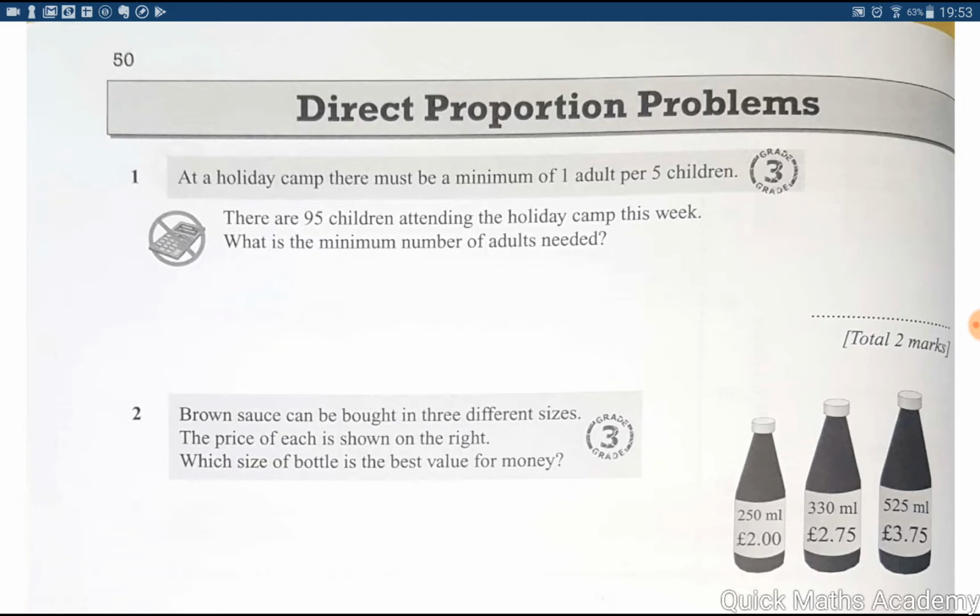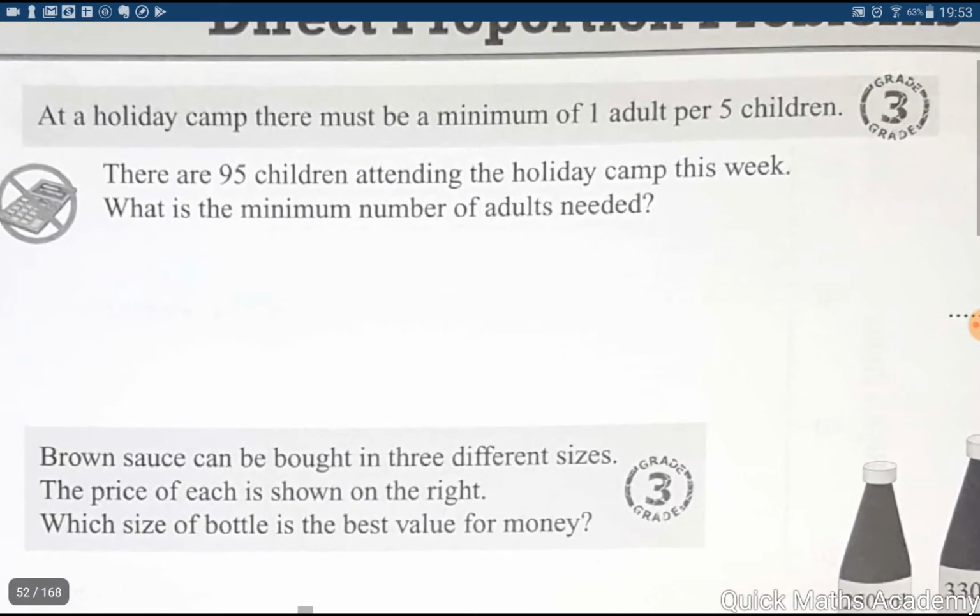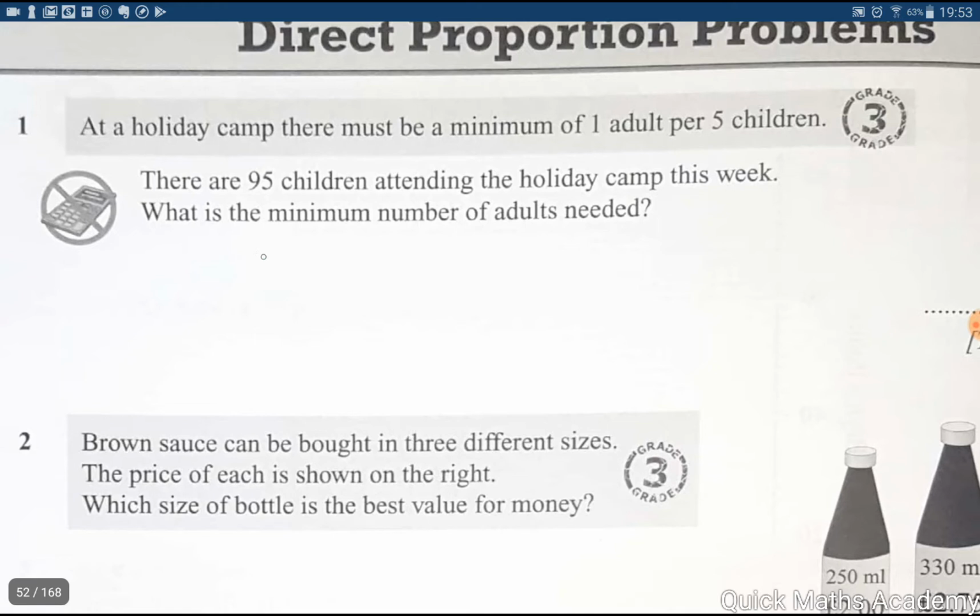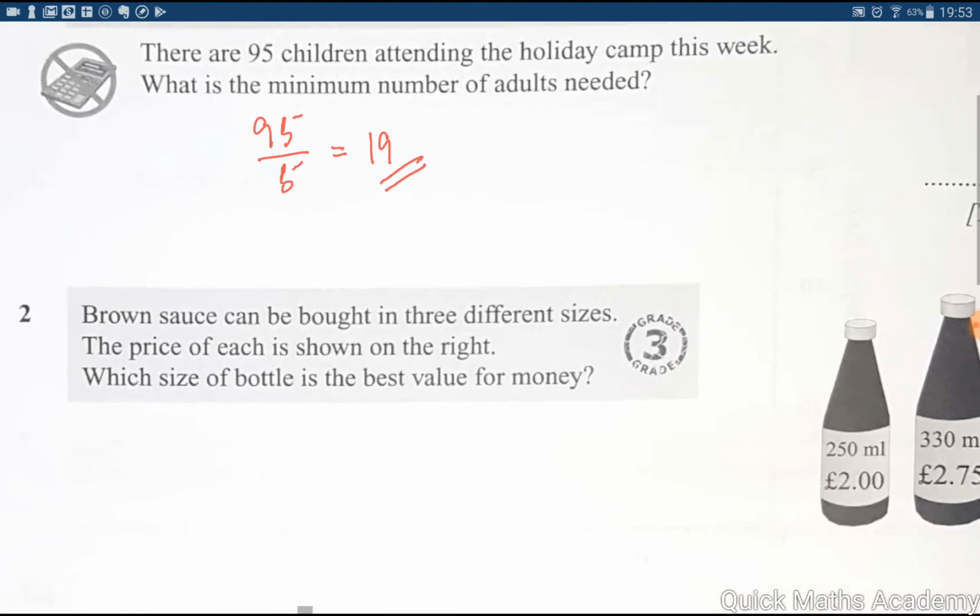Okay, the minimum number. So one adult per each 5 children. 95 children. We just have to divide 95 by 5. We will have 19, because 5 times 20 is 100, so 5 times 19 will be 95. So we need 19 adults for this problem.